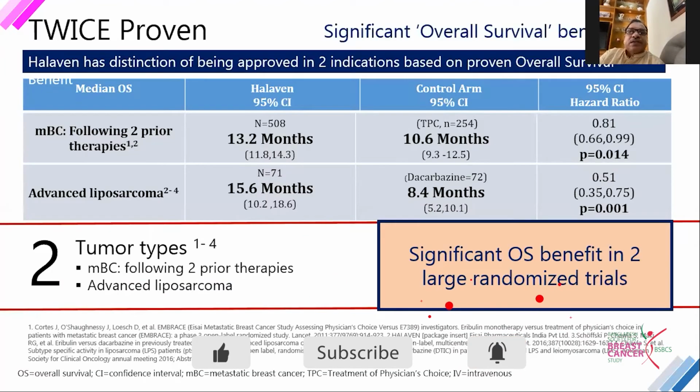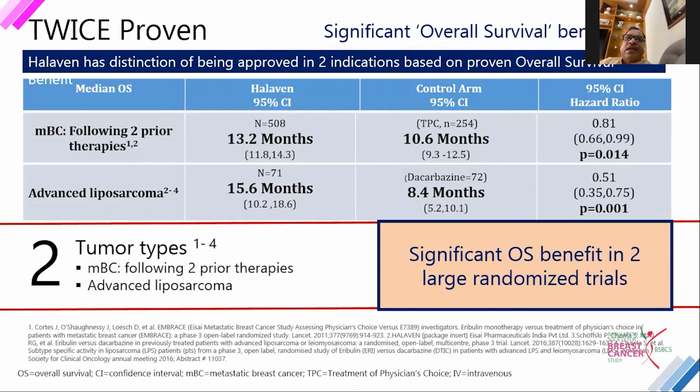If you look at the metastatic breast cancers in the Halaven group and in the control arm, briefly, in the Halaven group in the metastatic breast cancers, after two prior therapies, it causes 13.2 months median overall survival, whereas the control arm, that is treatment of physician choice, 10.6 months. On the other hand, advanced liposarcoma, 15.6 months in the Halaven group and 8.4 months in the group which contained dacarbazine. On the basis of these results, the drug was approved in the two indications, especially in metastatic breast cancers and advanced liposarcoma.